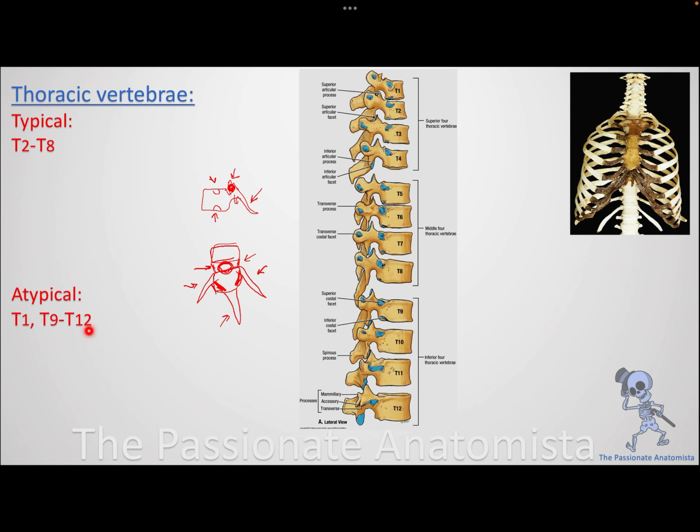What about T9 to T12? Let's take it down to up. You guys know that our ribs number 12 and 11 are floating ribs. And because they want to be floating, it means that they want to have the least amount of connection with everything around them.